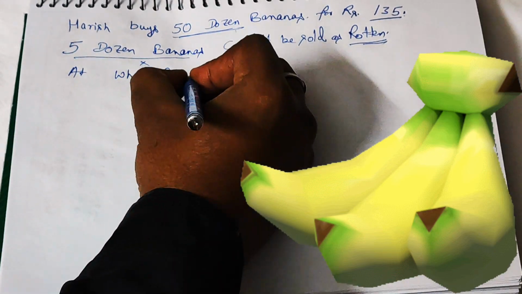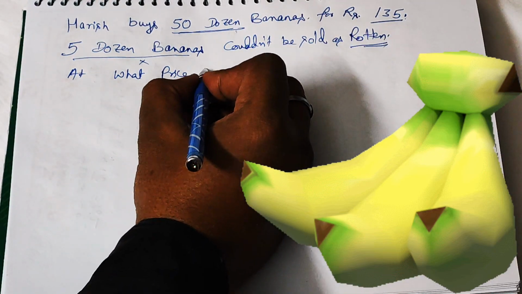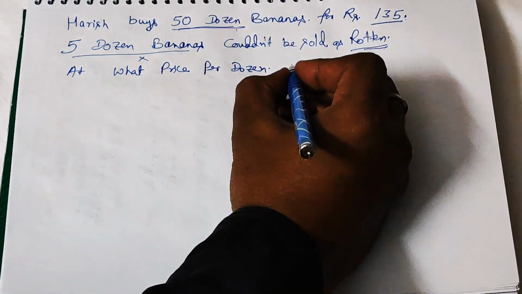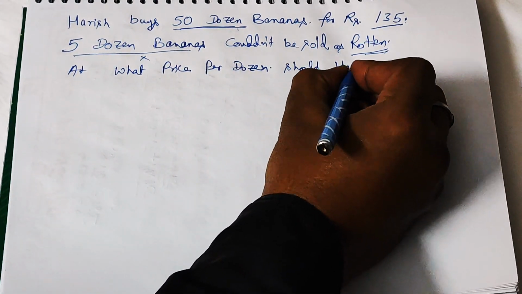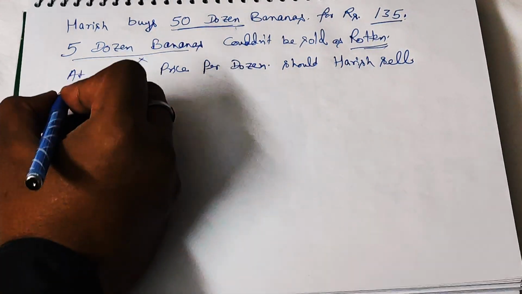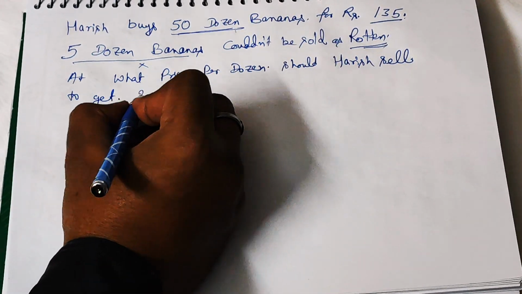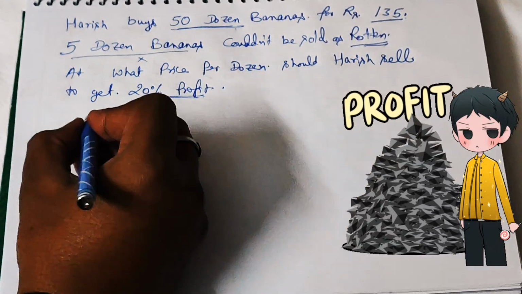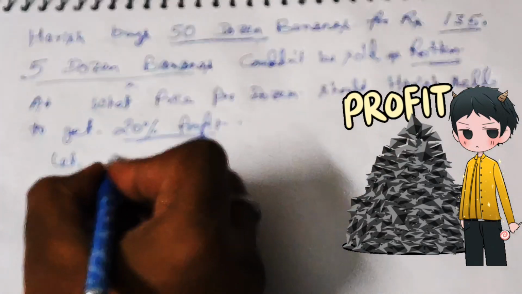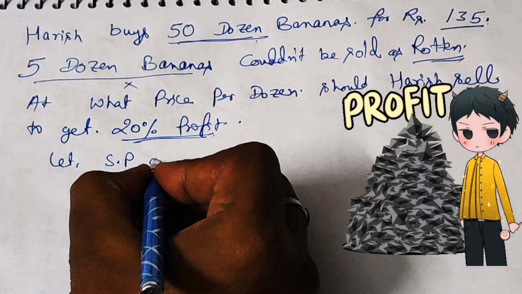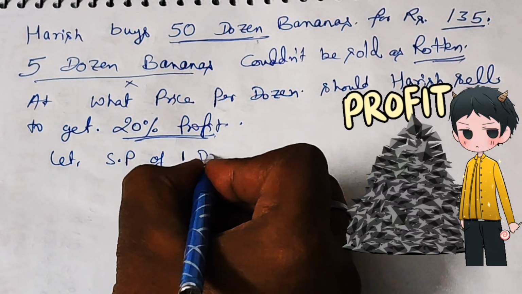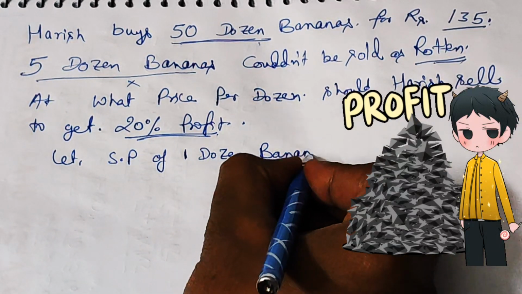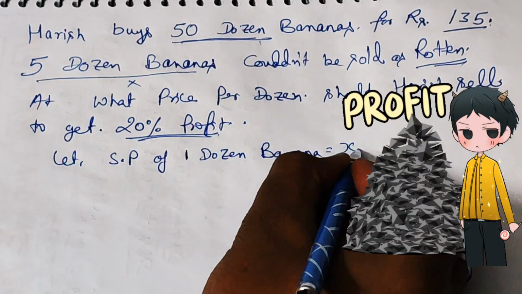Now the question is, at what price per dozen should Harish sell these bananas to get 20% profit? He should make money. It's a profit. When it's a profit, you know the sale price is always greater than the cost price. Then only profit happens.